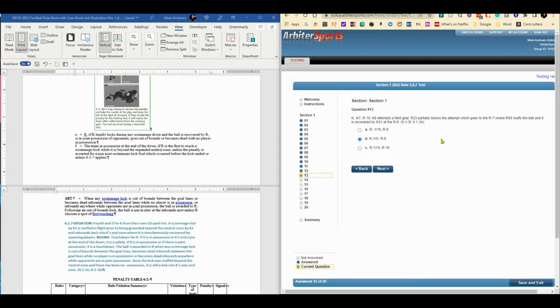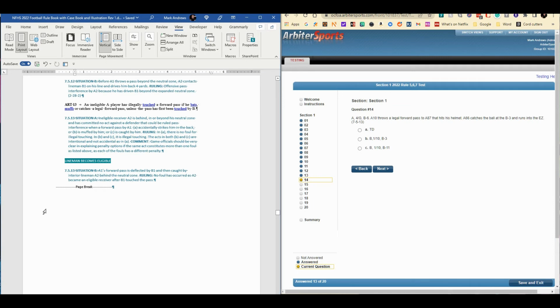Now you may be saying, wait a minute, they didn't get to the line to gain. Well, once R touched that ball, that previous series of downs was complete. This is a new set of downs. So even though they didn't make the line to gain, they will retain the ball, and it will be first down. All right, move on.